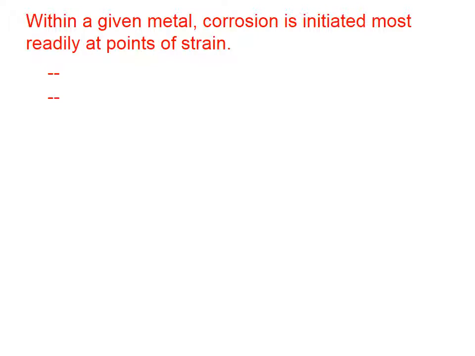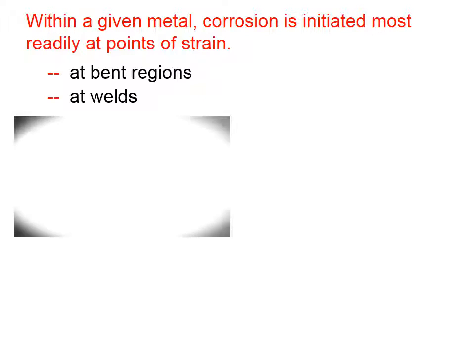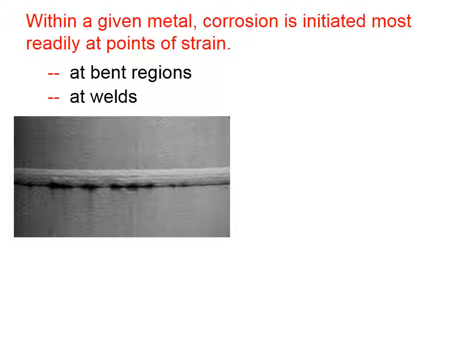Within a given metal, corrosion is initiated most readily at points of strain. For example, at bent regions, if the metal is bent, or at welds. You can see a picture here. This is some kind of a storage tank consisting of steel plates that have been welded together, and you can see that the corrosion is starting here on the weld.